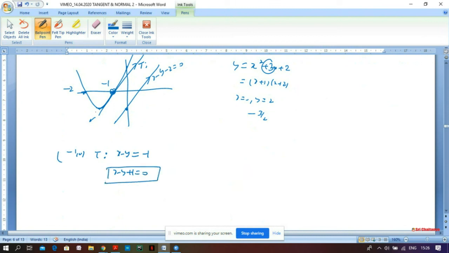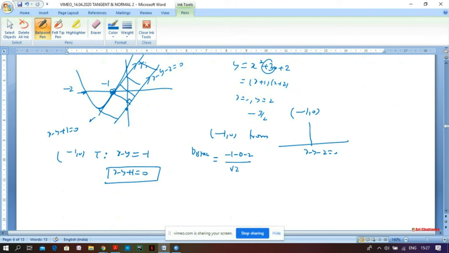So we have found out that this tangent is x minus y plus 1 equal to 0. Of course, they are parallel lines, so the distance is constant anywhere, but only one point lies on the curve, so this distance I will take. You can find the distance of the point (-1, 0) from this line, x minus y minus 2 equal to 0, which is |-1 - 0 - 2| upon root 2, that is 3 over root 2.